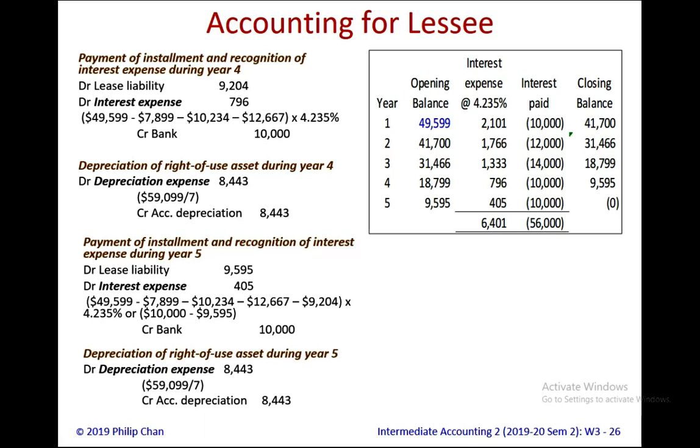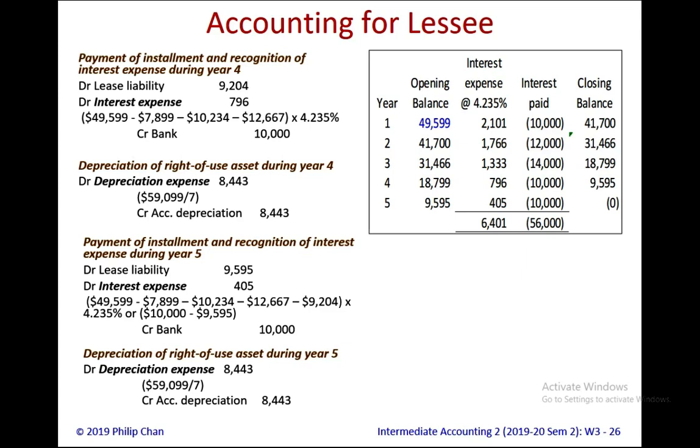Okay, by the end of year 5, your liability should now be 0. So there won't be further entries on the liability side. But what happened to your right of use asset? Well, remember, you have charged all the depreciation over the 5 years, so you should have an accumulated depreciation equal to 5 years of depreciation expense altogether. But at the same time, you also have the right of use asset on the cost side, right? So these two have to be eliminated.